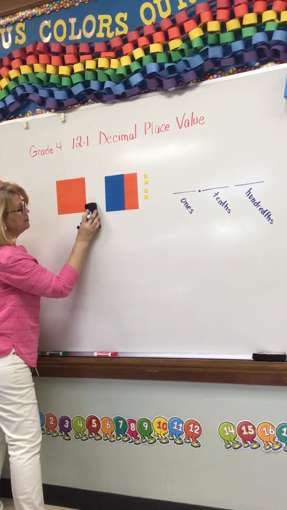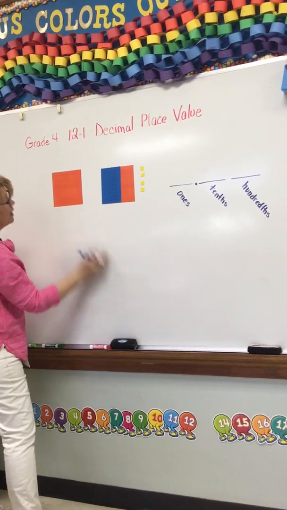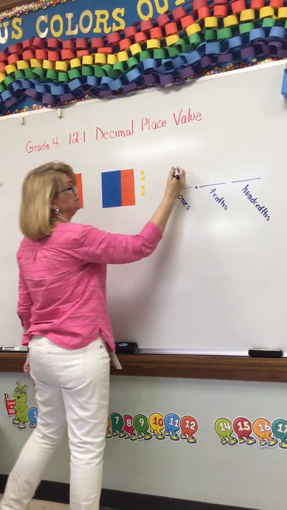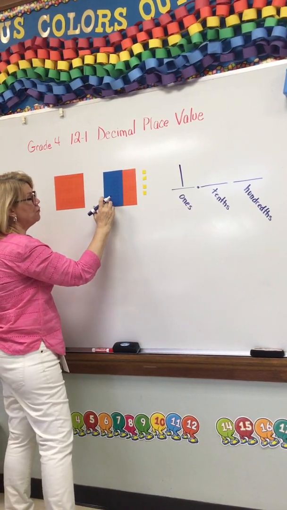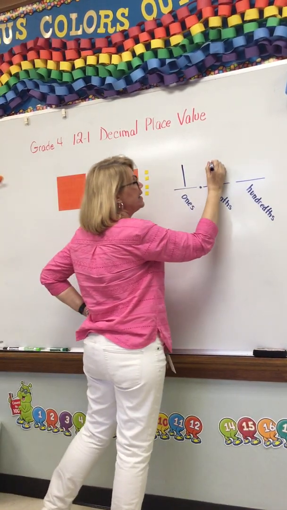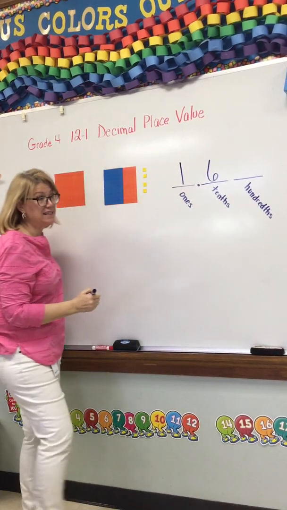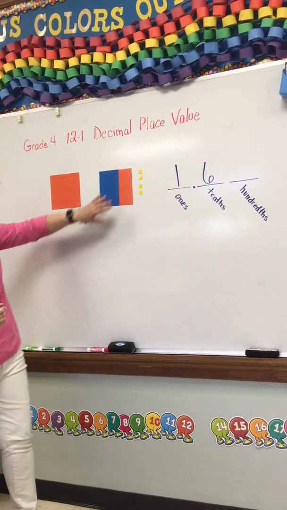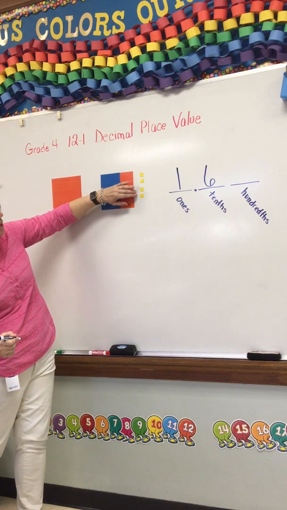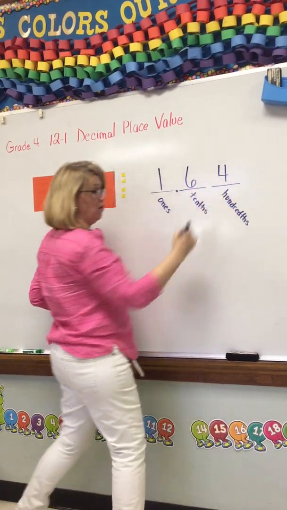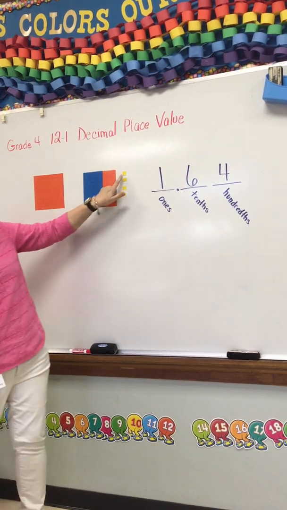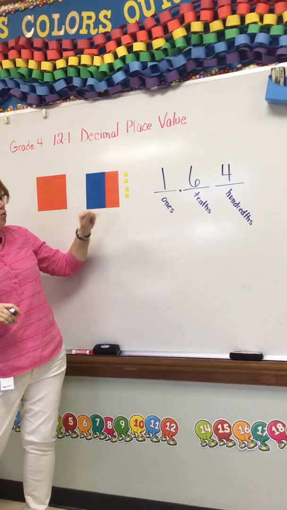So let's look at this again. I have 1 whole. Here I have 1, 2, 3, 4, 5, 6 tenths, or 6 10-sticks. And here I have 1, 2, 3, 4 hundredths. Because if I had 100 of these, it would make a whole.